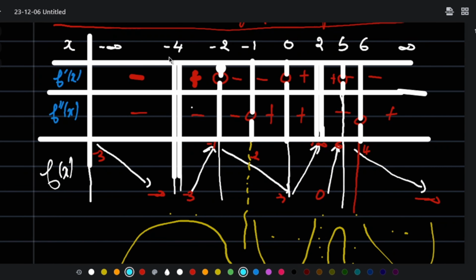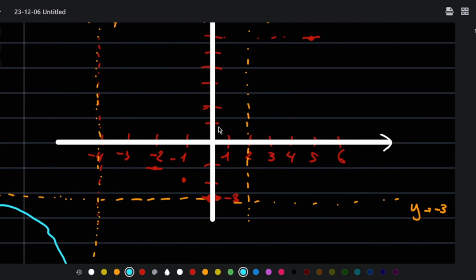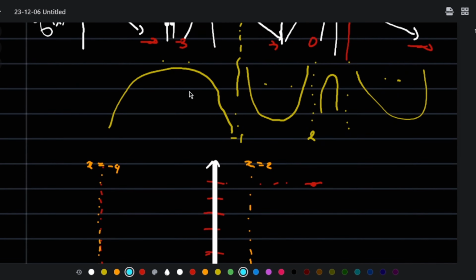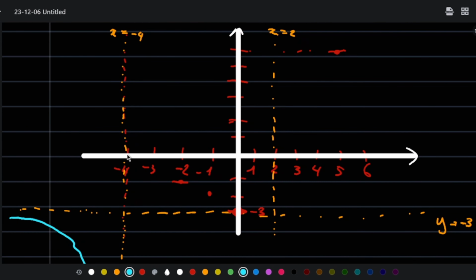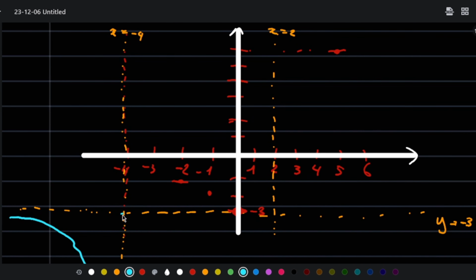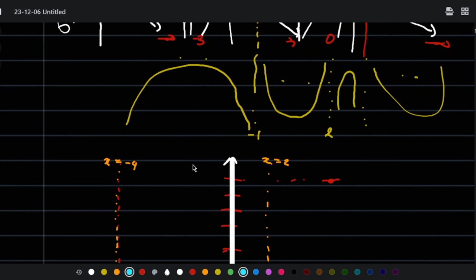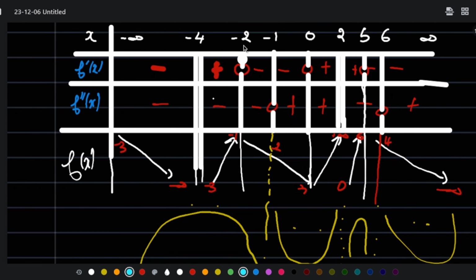The second part is from -4 to -2, the function goes from -3 to -1. It is also concave. The image of -4 is -3, so this point here, so it goes from this point to -1, which is this point here. But it should be concave, so it would be like that. All right, and then the next part is from -2 to -1.